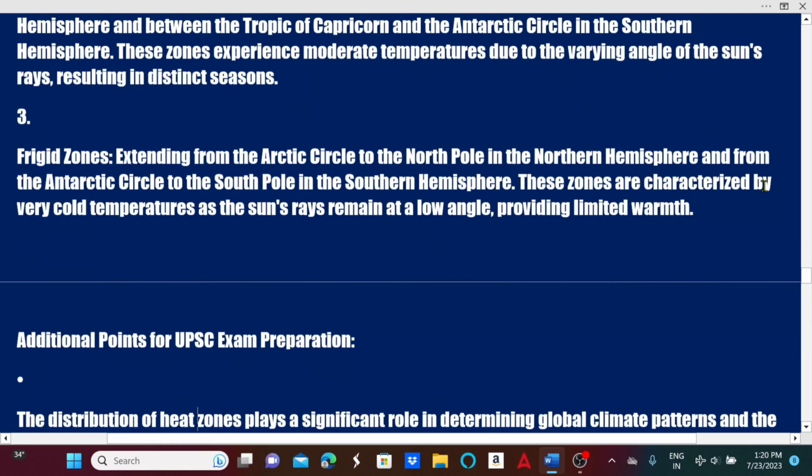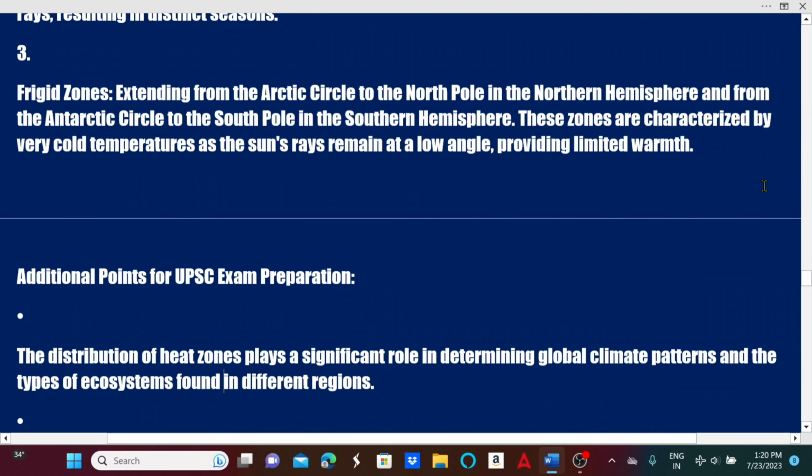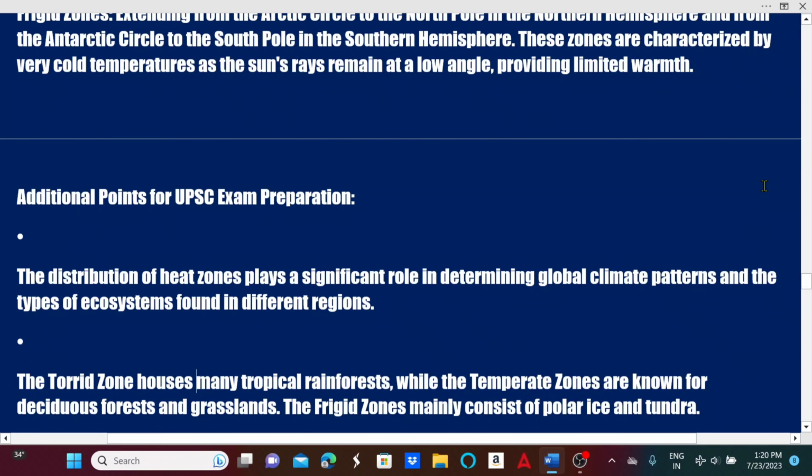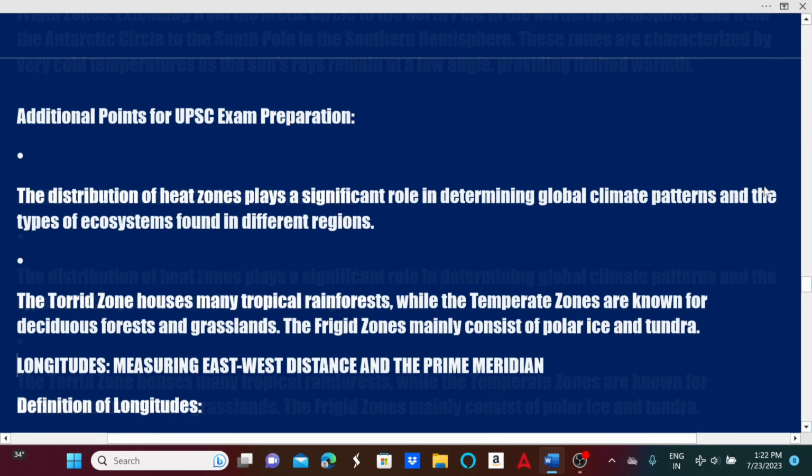The distribution of the heat zones plays a significant role in determining global climate patterns and the types of ecosystems found in regions. Like the torrid zone houses many tropical rainforests, while the temperate zones are known for deciduous forests and grasslands. The frigid zones mainly consist of polar ice and tundra. Okay, so these are some vegetations found in different types of zones.